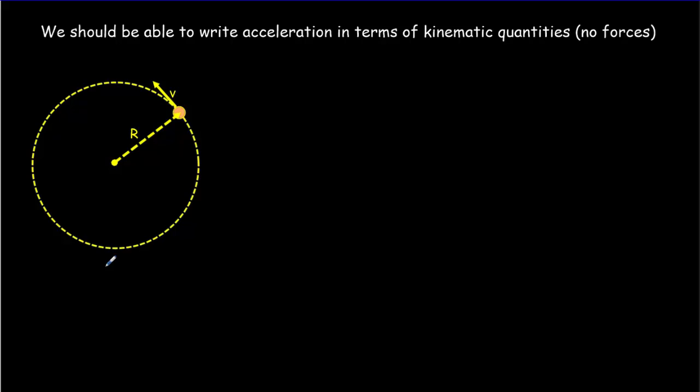Now, if I've got an object in uniform circular motion, I can entirely specify that motion by the radius of the circle and the speed that the object's traveling at. So I should be able to write the acceleration entirely in terms of that speed and that radius, and that's what I'd like to do now.